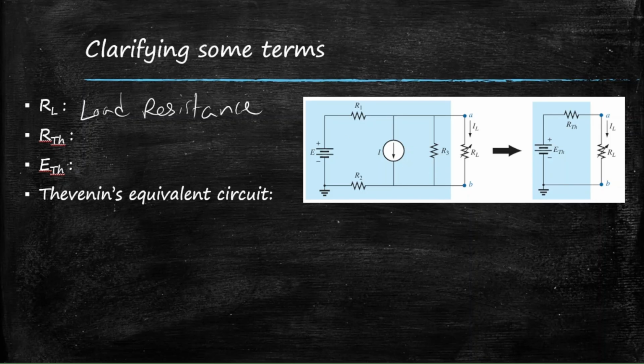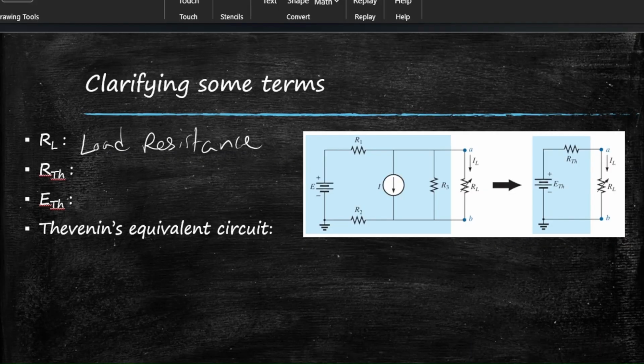RL basically means whatever resistance you will be performing the Thevenin's theorem for. So usually it will be marked in the question. This entire blue part is where you will be applying the Thevenin's theorem, and this RL is the load resistance, which you will not touch. It will not be included in the Thevenin's theorem. And similarly here, this entire circuit has been simplified into this, but as you can see, this RL has remained the same. So that is the load resistance.